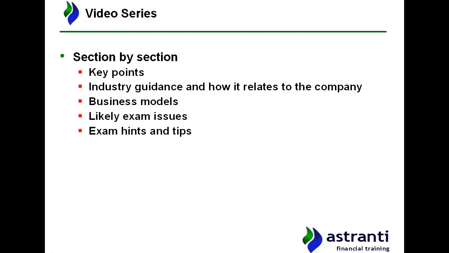And then part of this will be, as we go through, to just provide little hints and tips about the best way that you can undertake the exam to obviously aim to achieve the highest mark possible you can from your sitting.